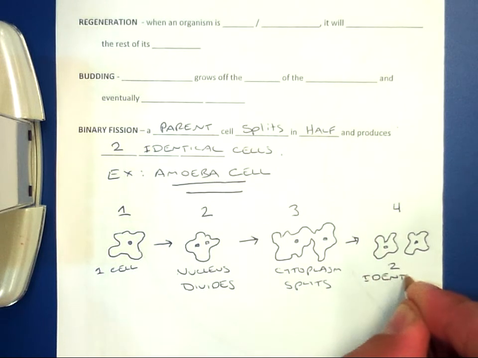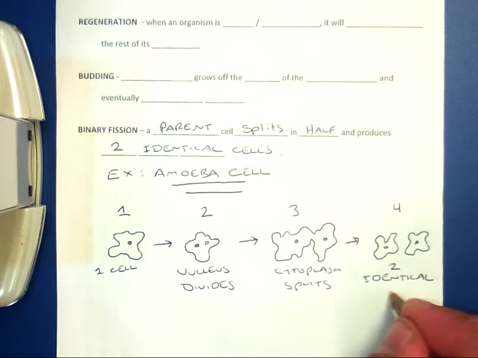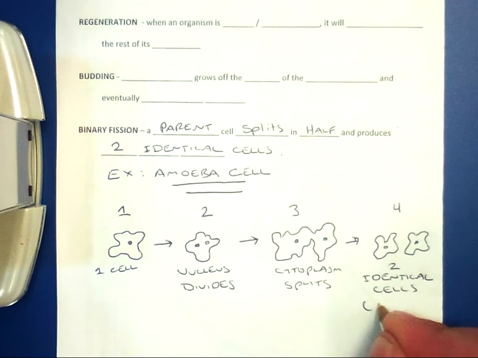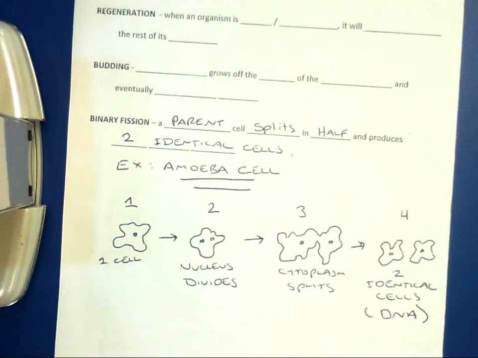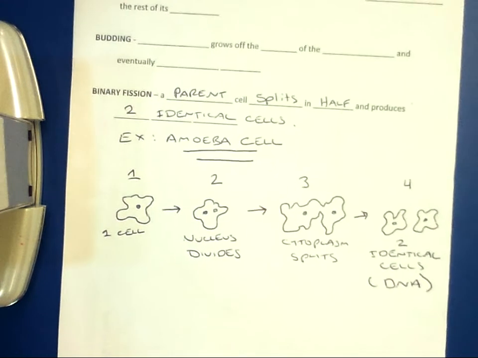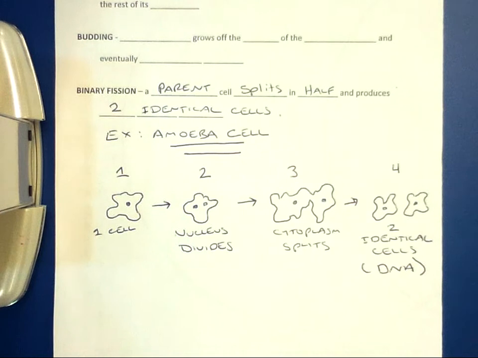Now, the shape might not be the same, but the DNA, so I'll put that on there. Their DNA is the same. The shape might not be identical, but the DNA inside the cell is the same. So they're going to look identical to the parent.